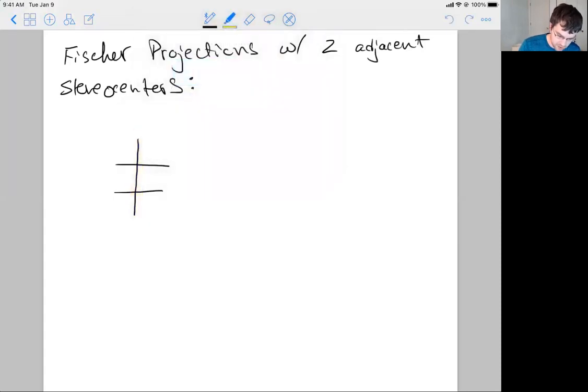Now what I want to do is I'm going to add some groups, like maybe we've got an OH, a Cl, and an H. Okay. So I added some groups to this. Now, what I want to do is convert this into a bond line structure.